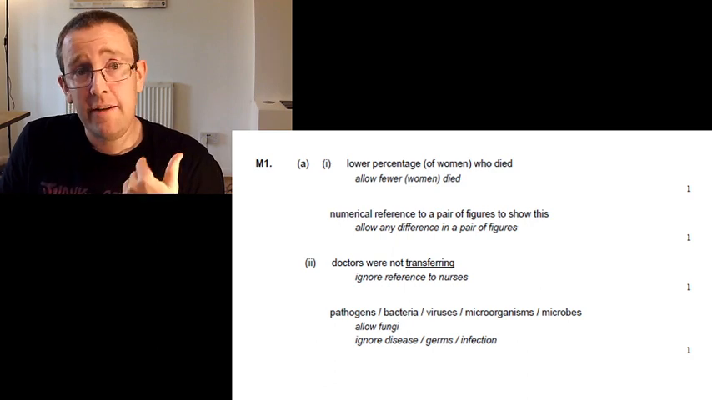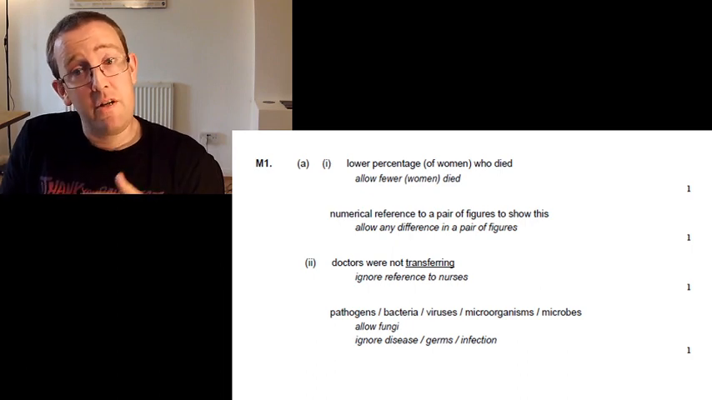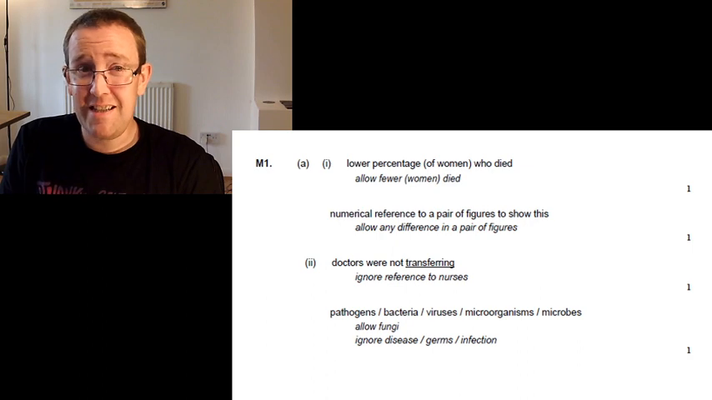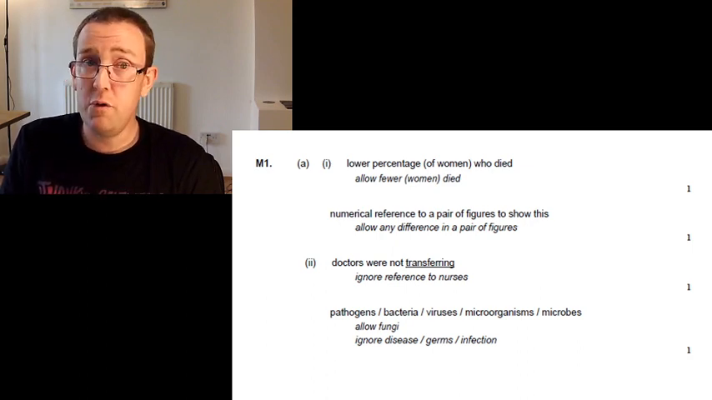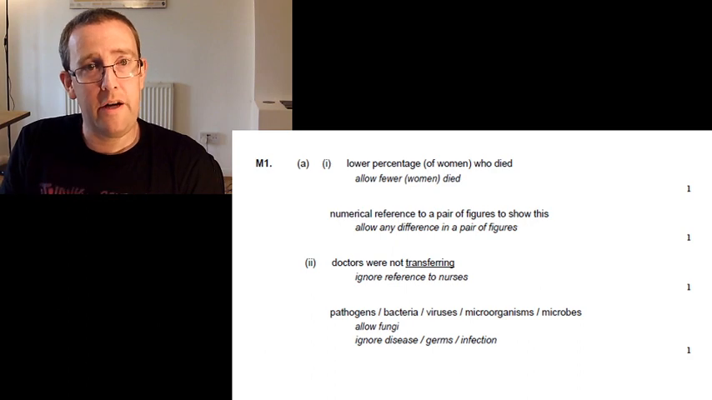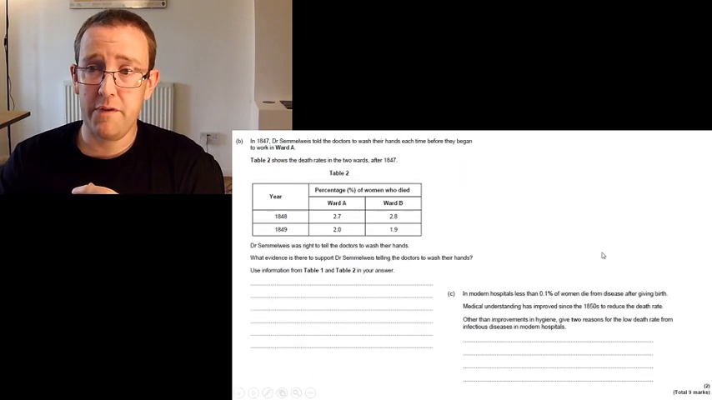So what is it those doctors were bringing? You now know, from your perspective, it's a pathogen, which could be a bacteria, a virus, general term being microorganisms, and microbes is okay. Fungi is acceptable, although it's unlikely to be fungal infections that are killing them. Could be, but virus and bacteria far more likely. Okay? Right, that's your 4 marks for that one.